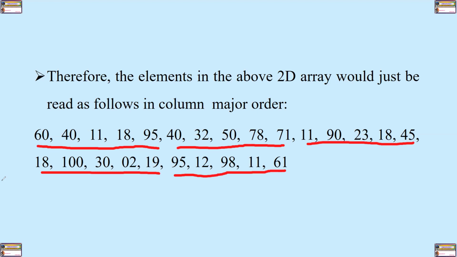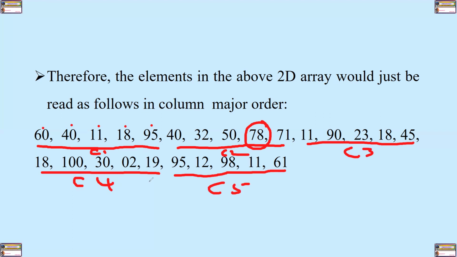So if I was to identify 78 in this case, where do I expect this value to be? Let's see, column major. You read row, column. So row 1, column 1. Row 2, column 1. Row 3, column 1. Row 4, column 1. Row 5, column 1. Then we change column. So this is column 1, this is column 2, this is column 3, this is column 4, this is column 5.